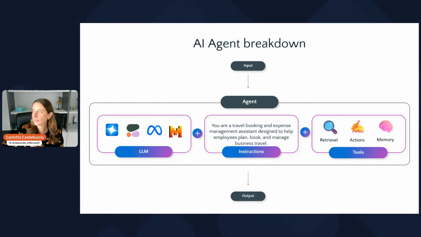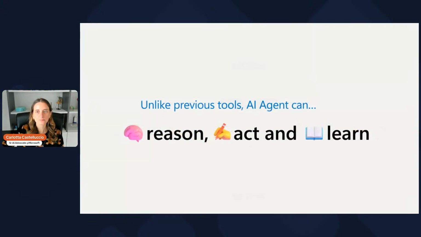Okay, and these tools, by the way, might be actions like sending an email or writing a file or executing AI generated code, but it might also be just retrieving data from a DB, from a file, or from the web. And another component of an agent is memory, but we are going to see this in a bit.